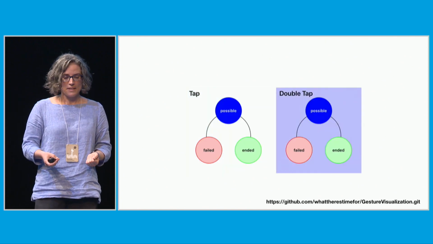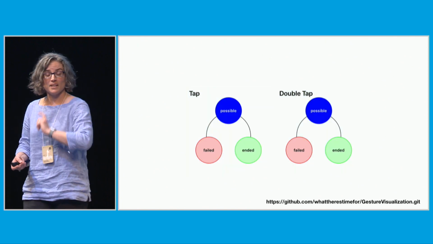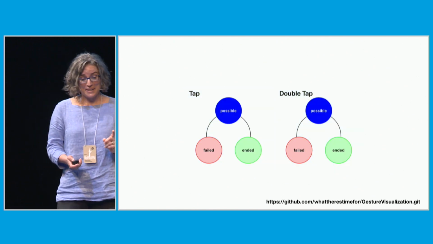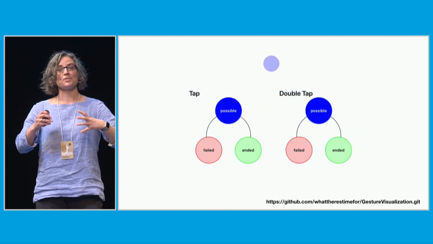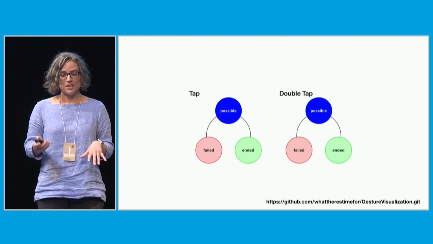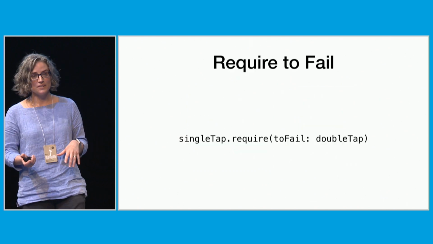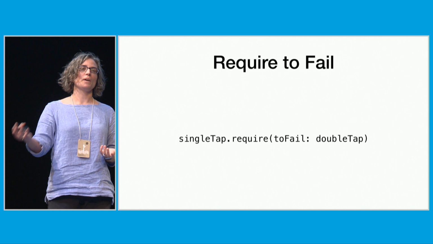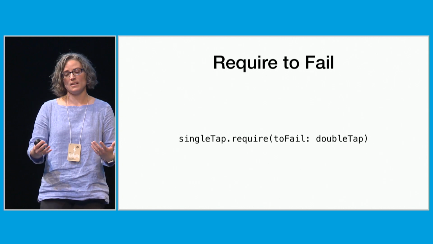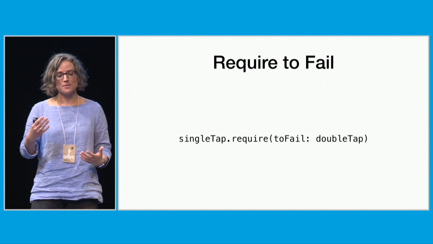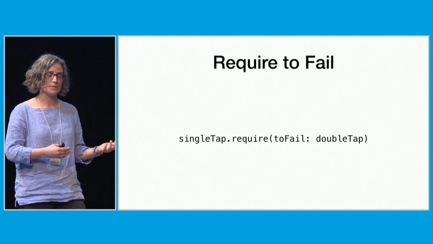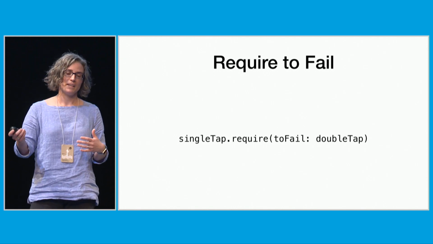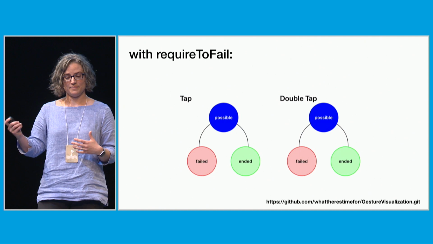do. So having read the documentation, I knew that there was a way to force an order on a pair of gestures. What you can do is tell one of the gestures that it needs to require the other one to fail before it can recognize. So in this case, we'll show the single tap is going to require the double tap to fail, and we'll see what that looks like.